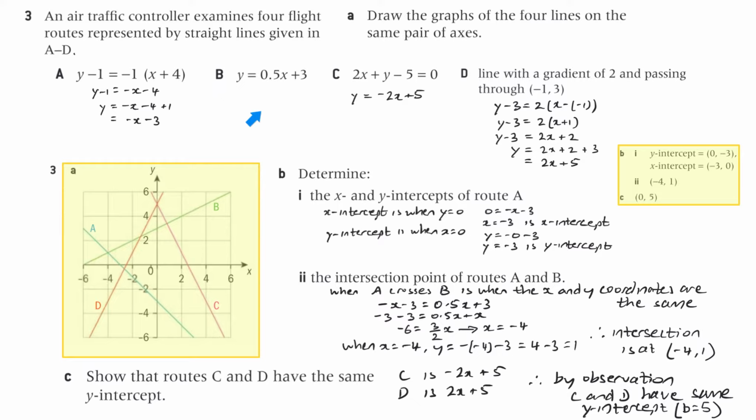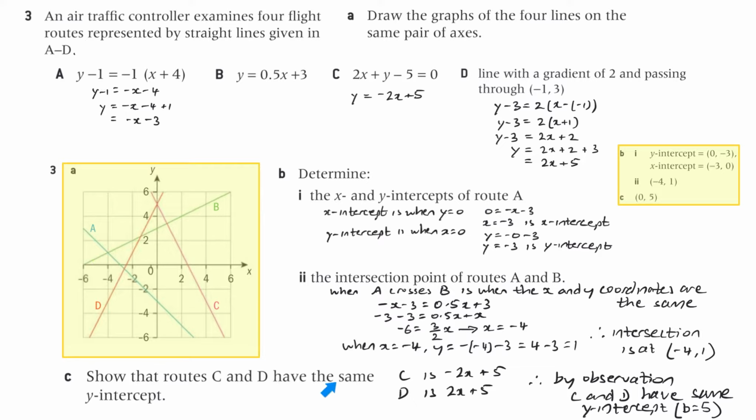So minus x minus 3 equals 0.5x plus 3. And you resolve for x, and you find x equals minus 4. Once you find minus 4, you put the minus 4 back into either that one or that one. And it was a bit easier to put it into this one. So I had y equals minus 4 minus 3, so that equals 1. So the intersection is at minus 4 and 1, and that's what it looks like.